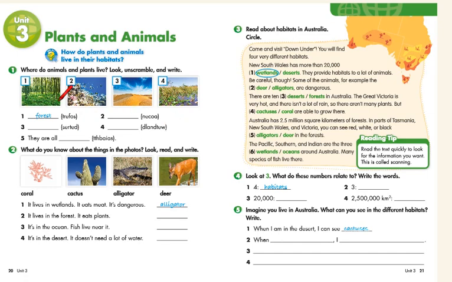So let's see number one. See the picture number one? So the answer is forest. Let's see number two. I know that you know what number two is. Yes, it's the ocean. So we are going to write the word ocean here in number two.